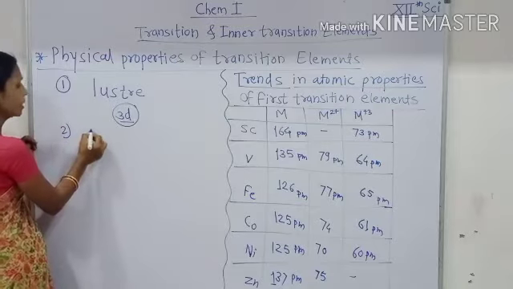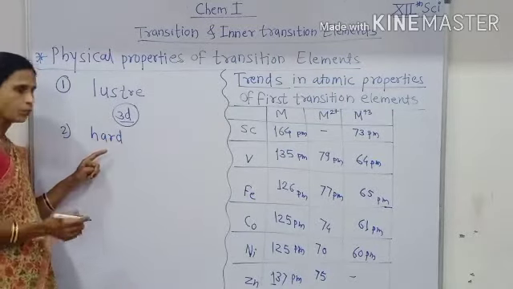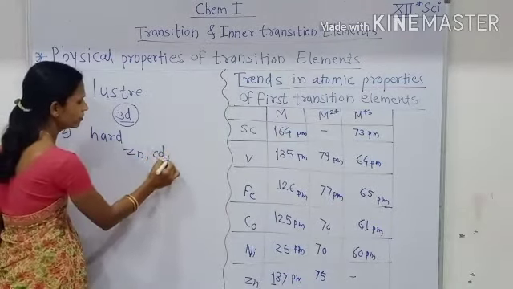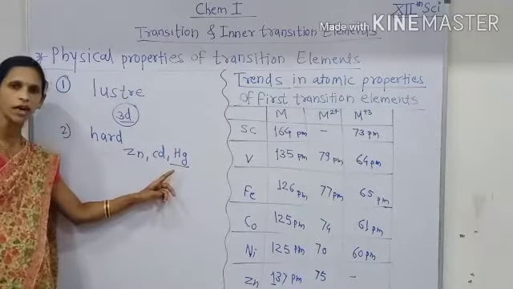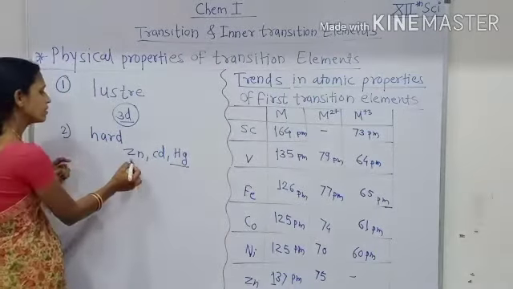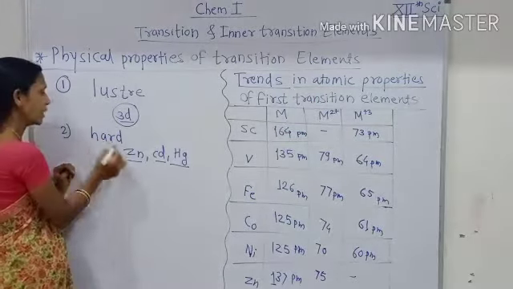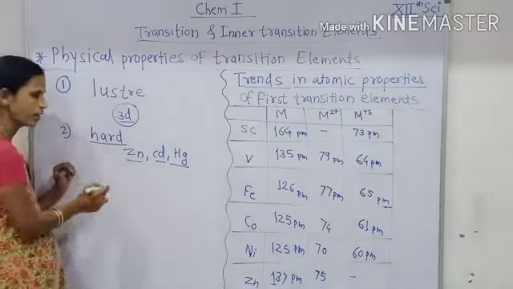Then second, they are hard. Metals are generally hard, but except zinc, cadmium and Hg. All of you know Hg is in liquid state at room temperature. Zinc and cadmium are soft, but except those elements, other elements are hard.